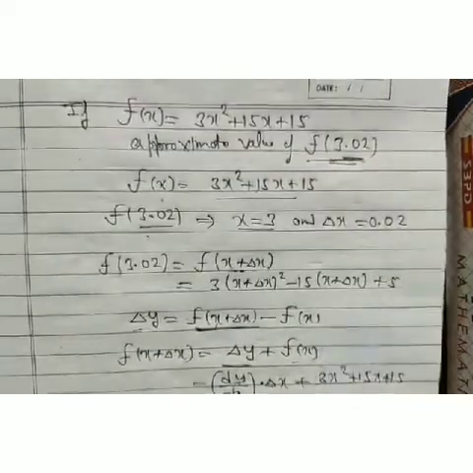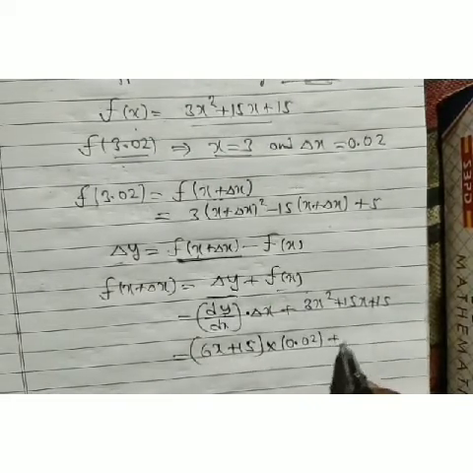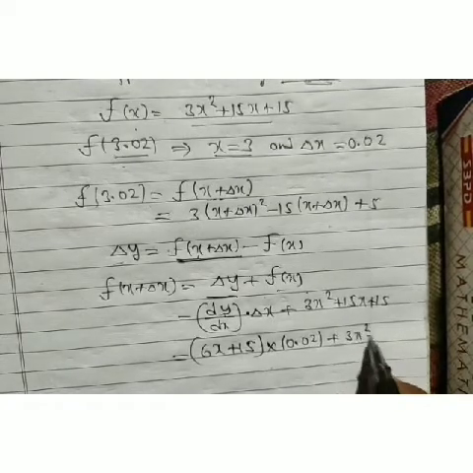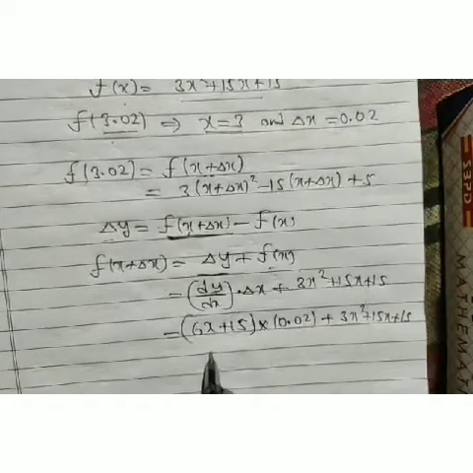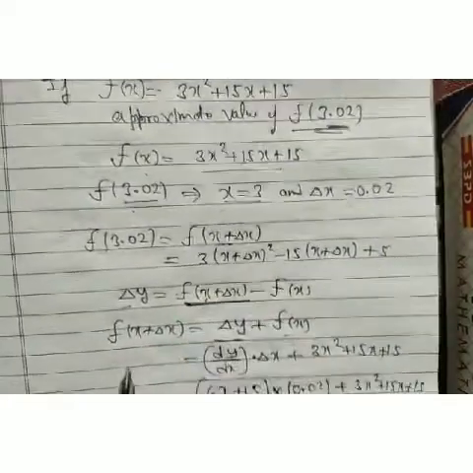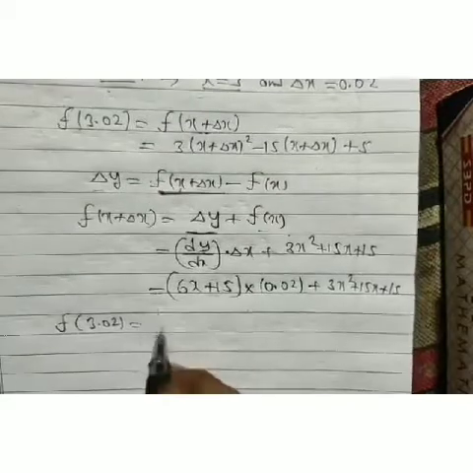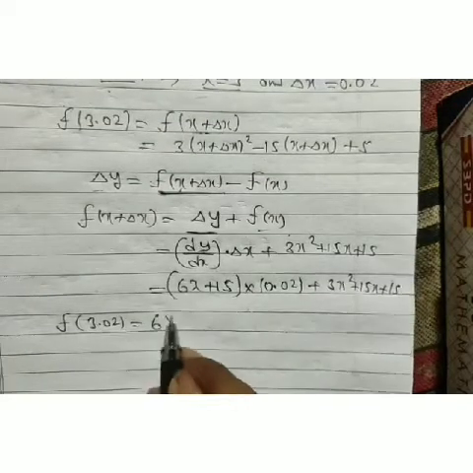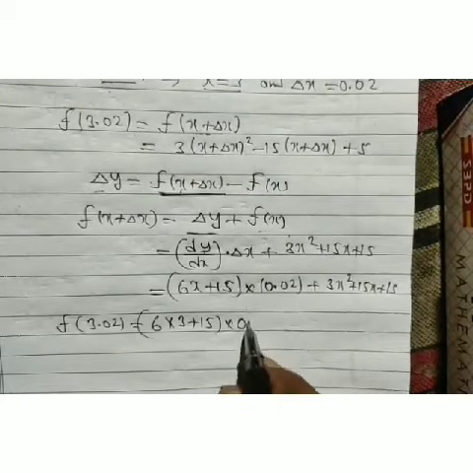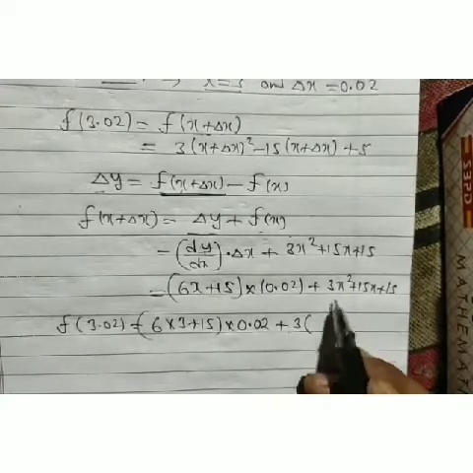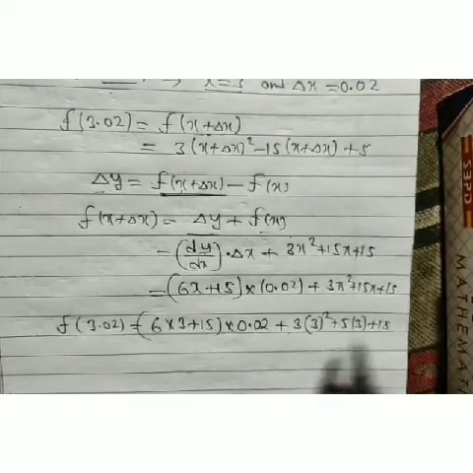Now the value of del x is 0.02, plus 3x square plus 15x plus 15. Now we know the value of x is our 3 there. We are going to put in the values of x there. Now our f of 3.02 is given by 6 into 3 plus 15, into 0.02, plus we are going to solve it. So x is our 3 square plus 15 into 3 plus 15.